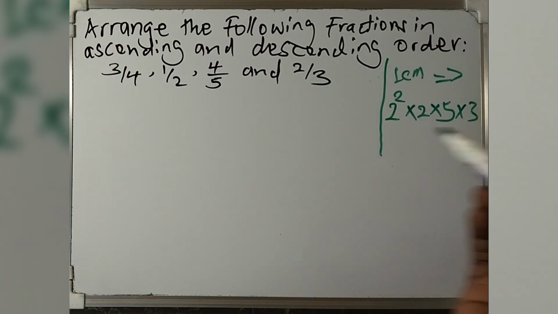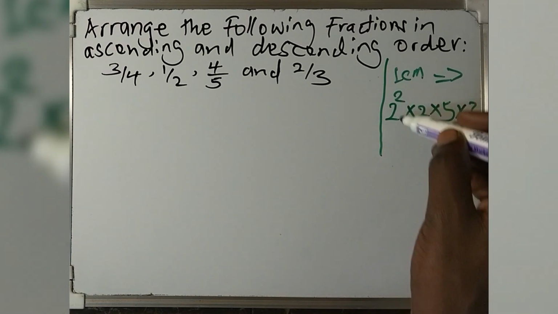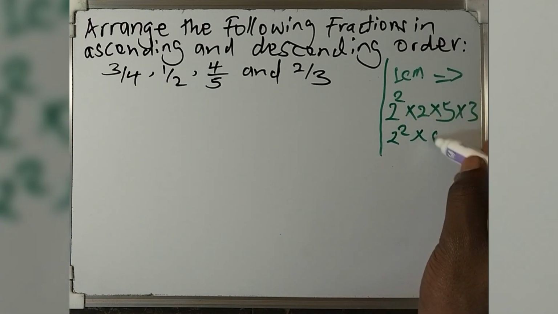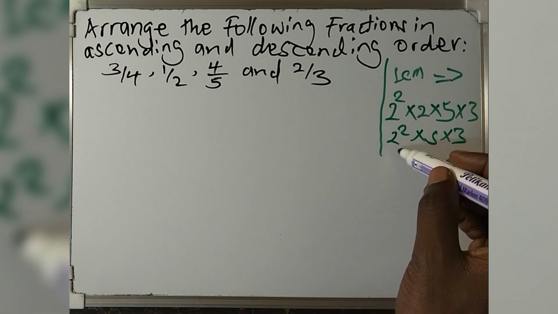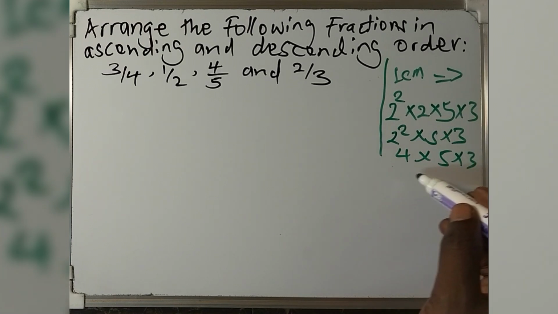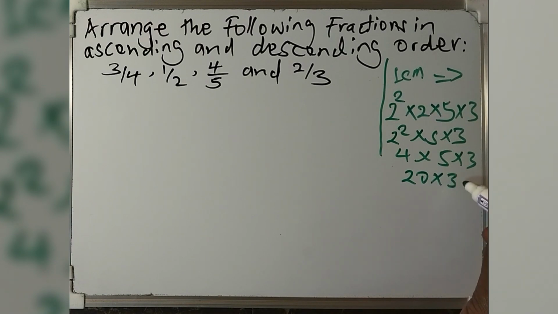For the LCM, we will always take the largest powers. So we'll take 2 squared, then 5 and 3. So this is 4 times 5 times 3. 4 times 5 is 20, times 3. So the LCM is 60.